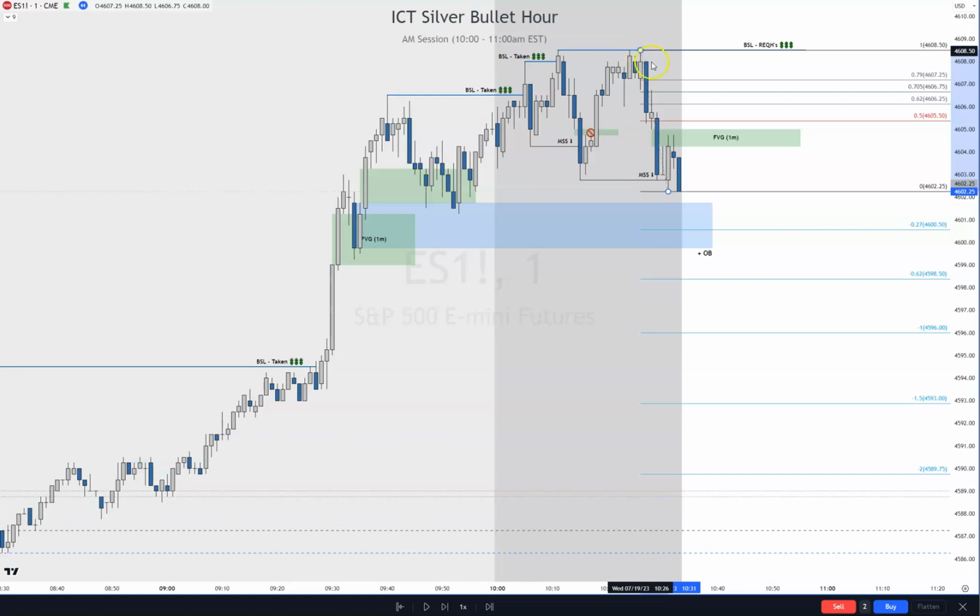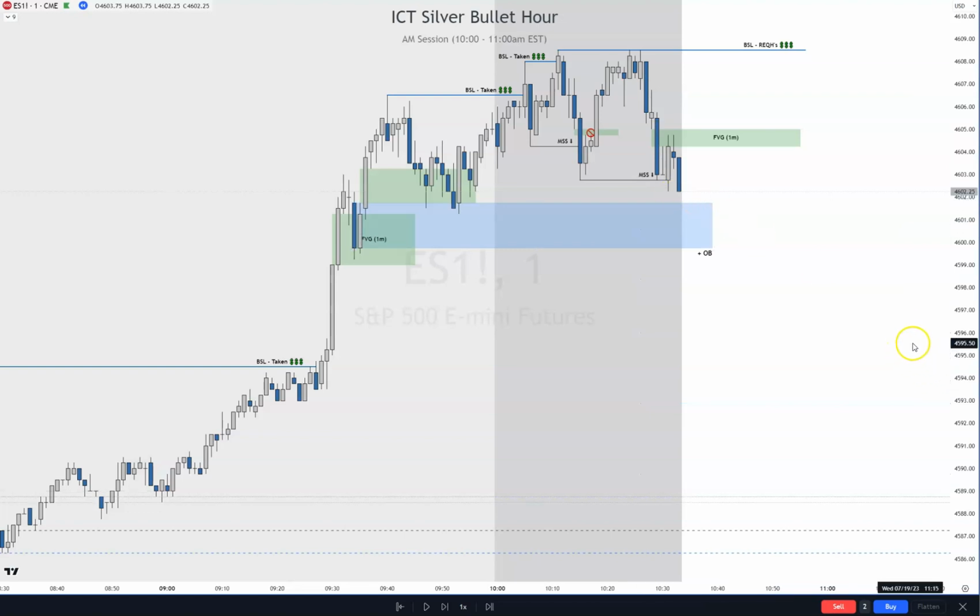That's what I'm doing in real time. As these things are printing, I'm running my fib and finding out, no, that's still in premium or discount. I'm not taking that trade. And it could go from here and it could go all the way down, and I just missed that trade. That's fine. That's just how it works. That's how trading works. Let's keep going.